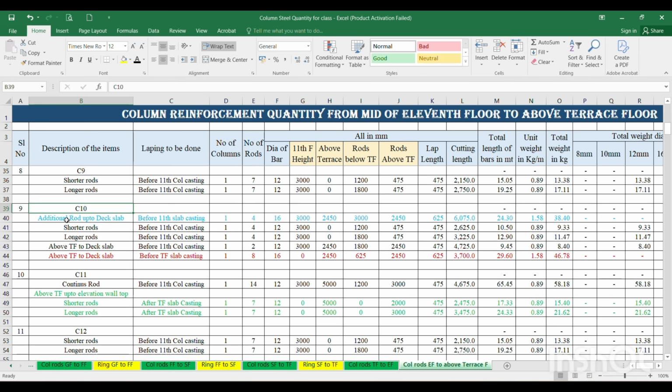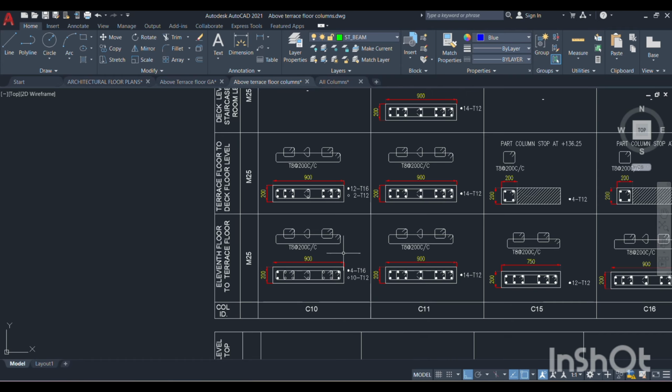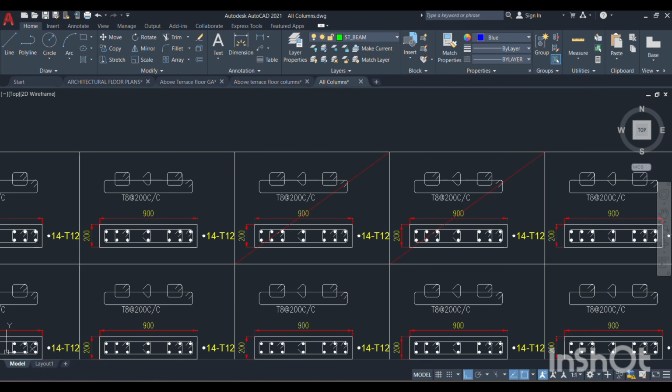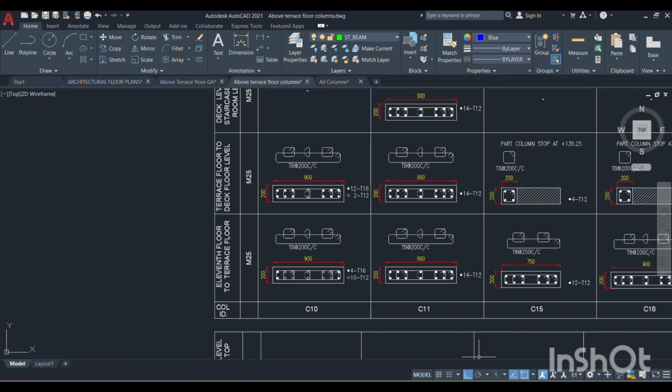So the additional rod up to deck slab, this 4 number of 16 rod, has to be installed before 11th floor slab casting, because this is an additional rod as per our updated drawing. This 4 number of 16 rod has to be installed at this 11th floor slab. This is the 11th floor slab. Before casting this slab, we need to install that 4 number of 16.